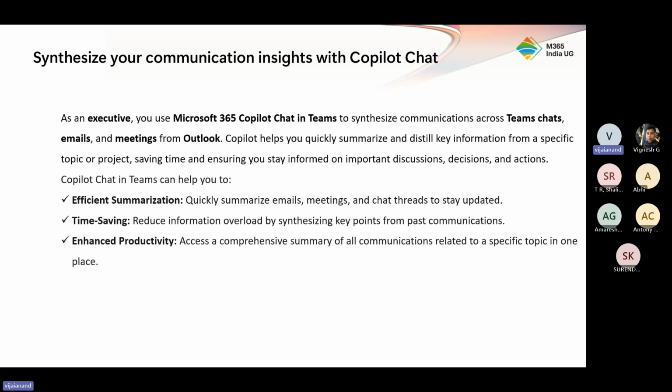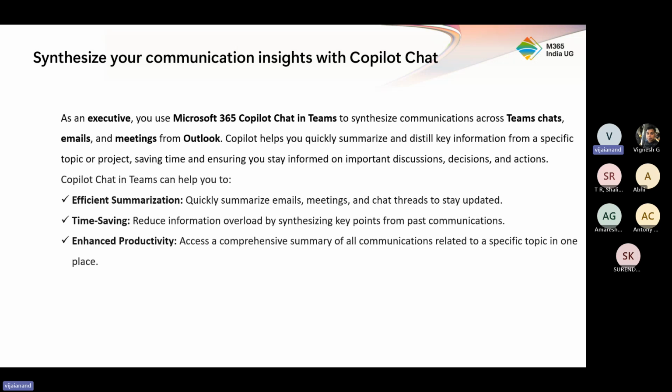As an executive, there are a lot of communications going on across various channels such as emails, Teams chats, and meetings. You want to get some key insights or key points about this particular project, what is happening over the last 30 days, what decisions were made, or what the action items are. If you want to get all this information, you need to go to different places and look for it. It's going to get difficult, right?